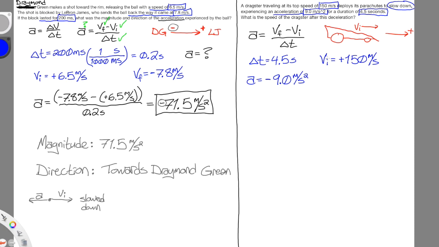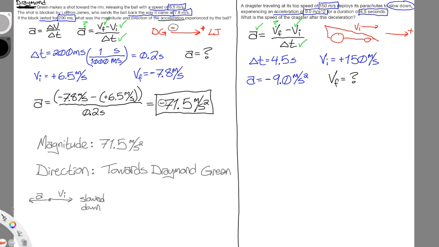And last but not least, we have our final velocity, which we do not know, but that's what the problem asked for. And we can check our equation to make sure we have enough information to proceed. We have the acceleration, we do not have the final velocity, we have the initial velocity, and we have the time. So the only thing we don't have is the final velocity, and that's what we're trying to solve for, so we are good to go.